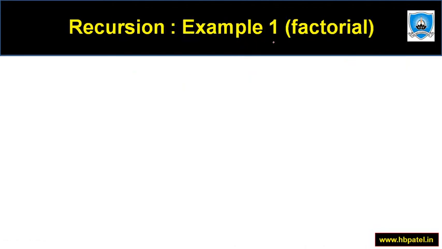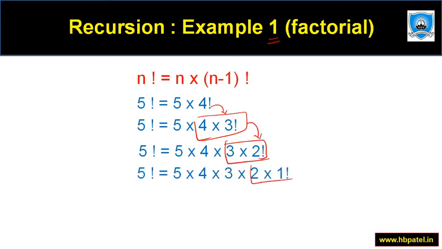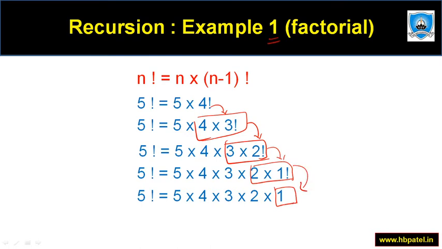Let us start with example number 1, factorial. So we know that in case of factorial, n factorial is n into (n minus 1) factorial. So let's take some numbers. If it is 5 factorial, it is 5 into 4 factorial. So 4 factorial is nothing but 4 into 3 factorial. Now 3 factorial is nothing but 3 into 2 factorial. Same way 2 factorial is nothing but 2 into 1 factorial. And we know that 1 factorial is the terminating condition. So 1 factorial is 1. And then when we go back, it's 1 multiplied by 2 multiplied by 3 multiplied by 4 multiplied by 5. So that will give me the answer 120.